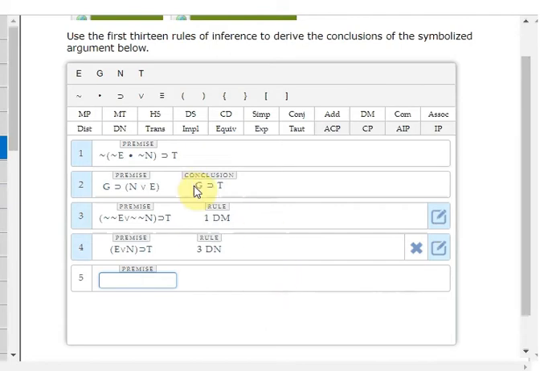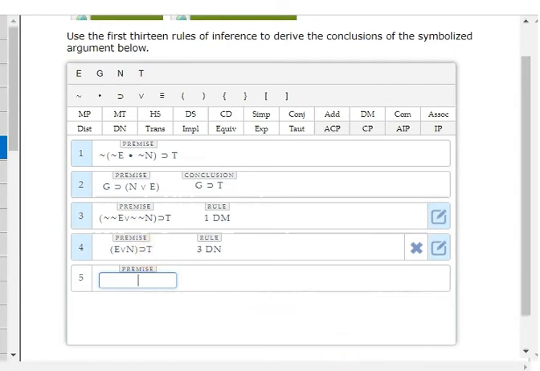Okay, so now the question is, where do we go next? Okay, well, notice that we're trying to prove if G then T, right? Remember, the conclusion is what we're always trying to prove. And so, well, how do we get there? Okay, notice that we have if G then N or E, and notice that we have E or N if T. Notice that the G is an antecedent there, and the T is a consequent there.